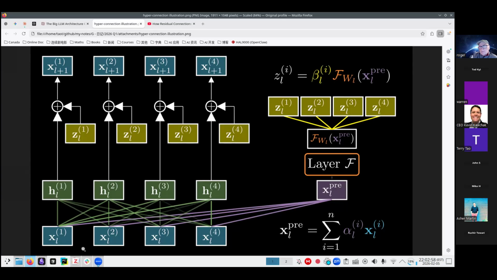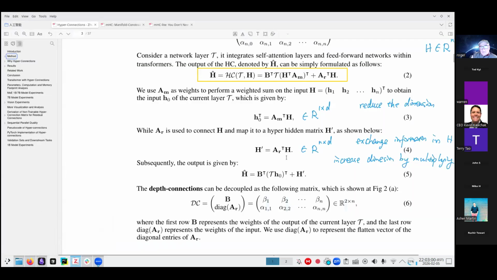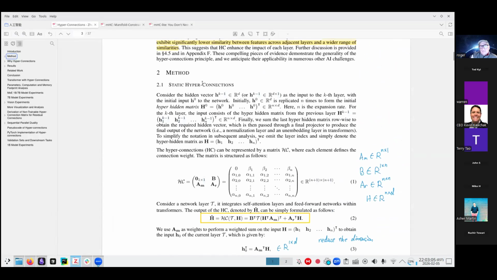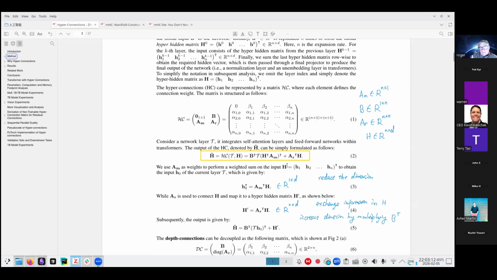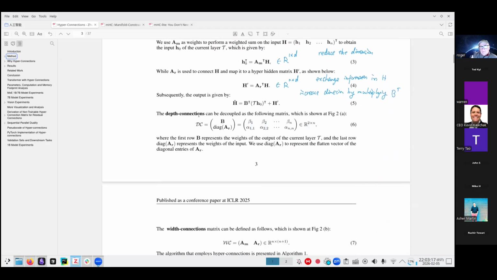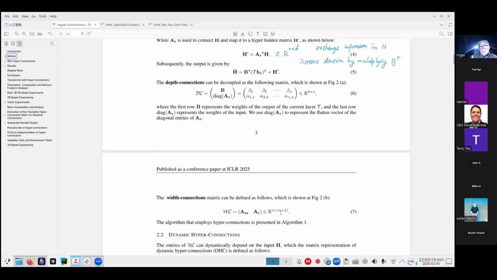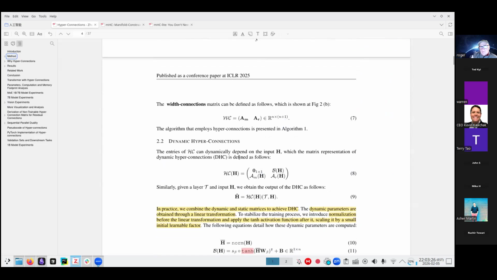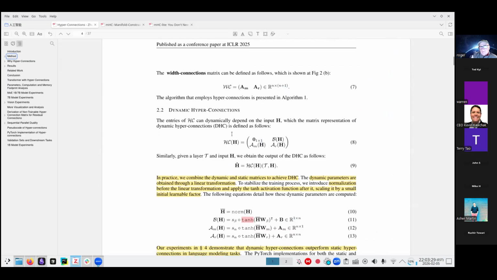So we can go to next. Yeah, these are just the formulas about what we just talked about earlier. Depth connections and width connections. Yes, they separate the formula for those depth connections, width connections, and the dynamic hyper connections, HC.